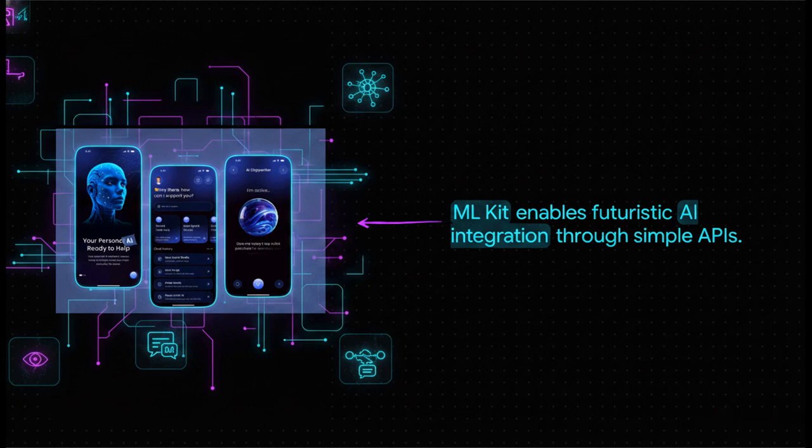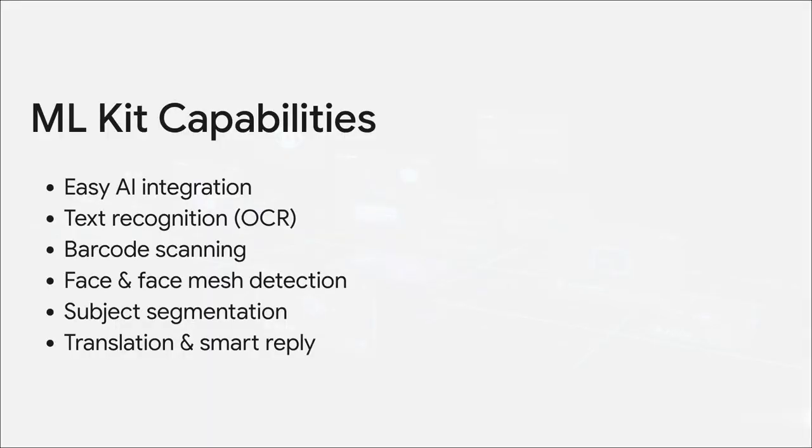You literally don't need a specialized degree in machine learning to use this stuff. It brings Google's world-class, heavily optimized on-device models directly to your fingertips, letting you build really sleek, responsive, and futuristic interfaces. Looking at this slide, you can see ML Kit gives us production-ready solutions for everything from text recognition or OCR and barcode scanning, right up to advanced face detection and translation.